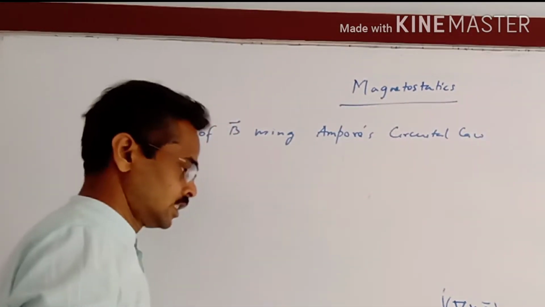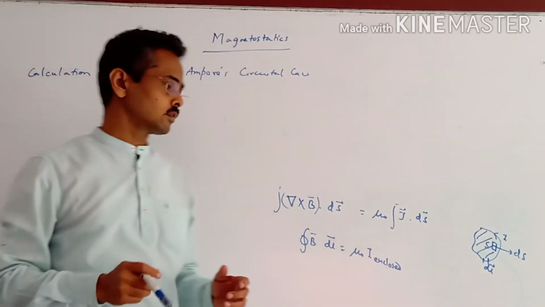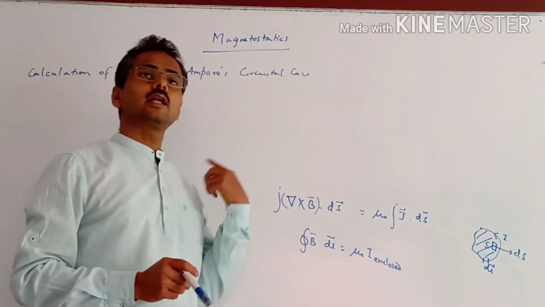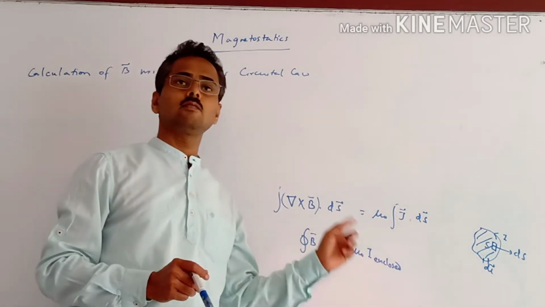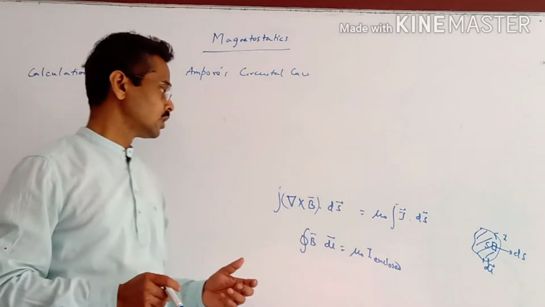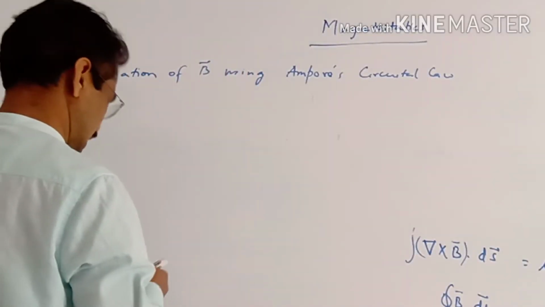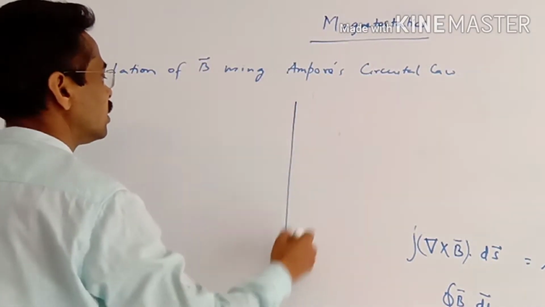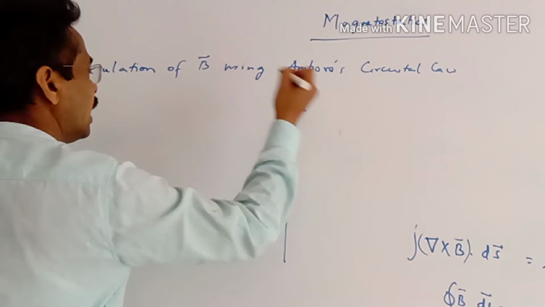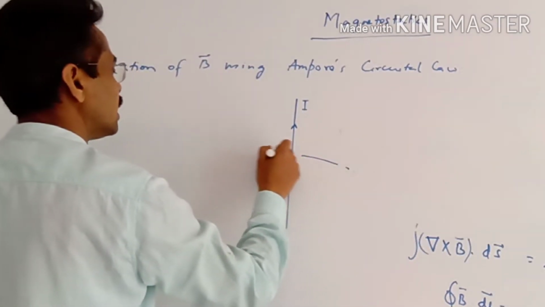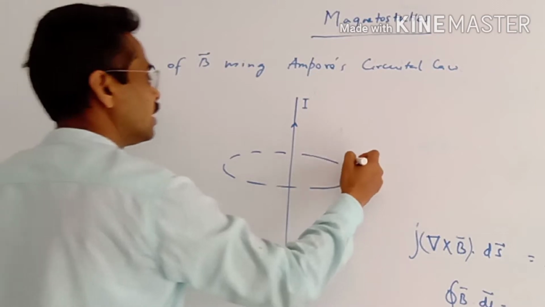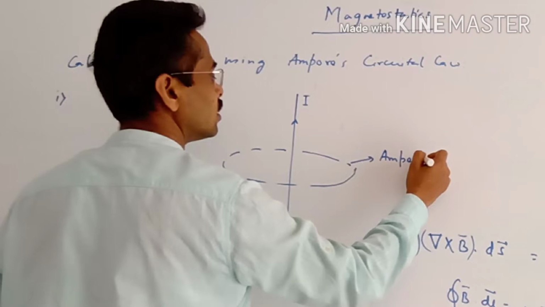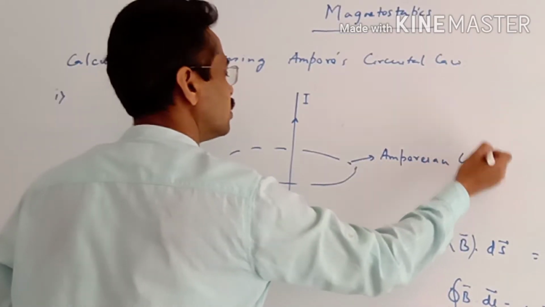The physical meaning of this particular expression is that the line integral of the magnetic field around a closed loop is basically equal to mu naught times the current enclosed. So let us start with a simple case. The first one is an infinite straight wire carrying a current I, and we enclose it by an Amperian loop.